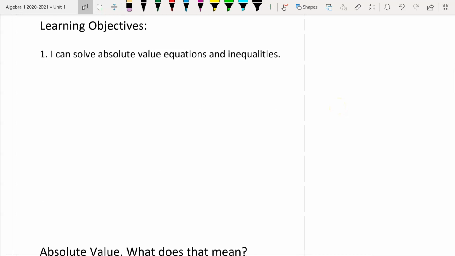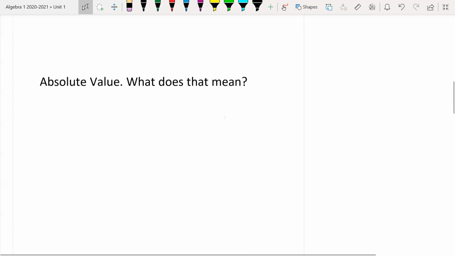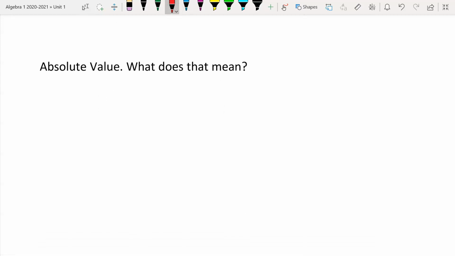By the end of this, we should be able to solve absolute value equations and inequalities. And the first thing I want to talk about is absolute value. What does that mean? All right, so absolute value to me means the distance between 2 points. Most of the time we talk about the distance from 0.